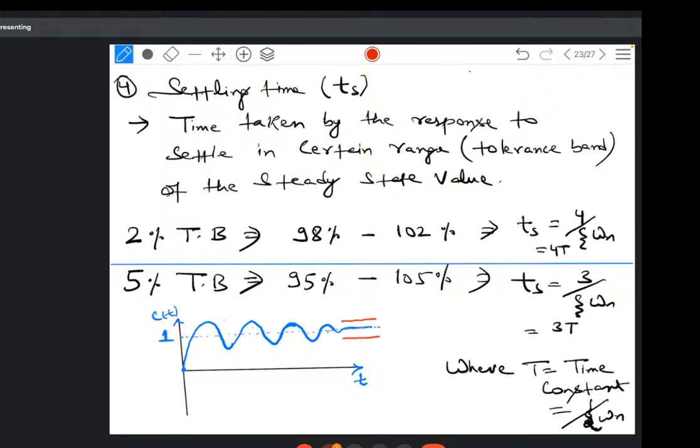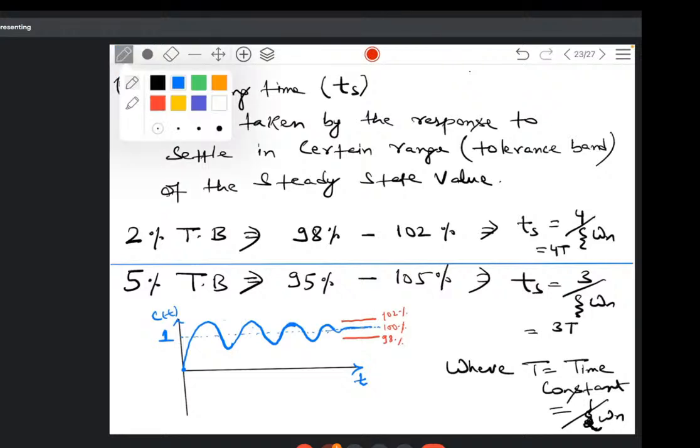If this is 100%, because this is 1, so this is 100% of the output. So what I am doing is, I may consider 98% of the output or 102% of the output, equal below the steady state and above the steady state. Equal range I have taken, so that the overall range falls in this. So if I am taking 2%, this is called 2% tolerance band.